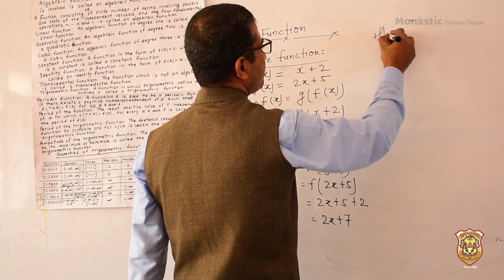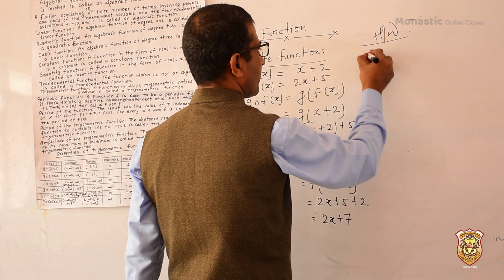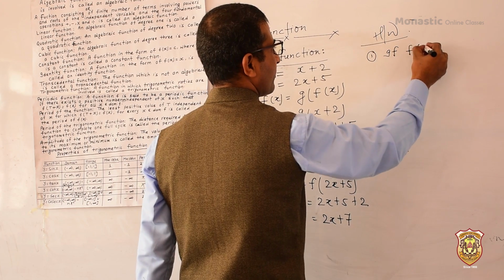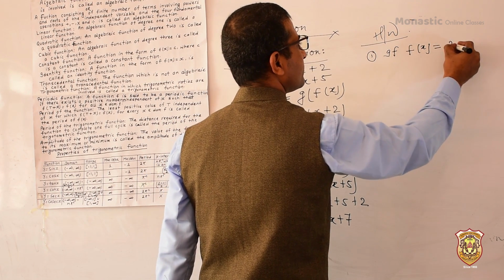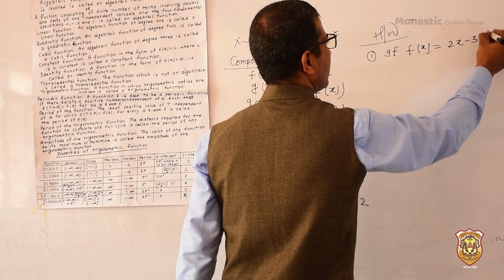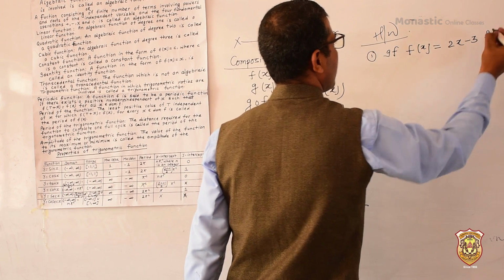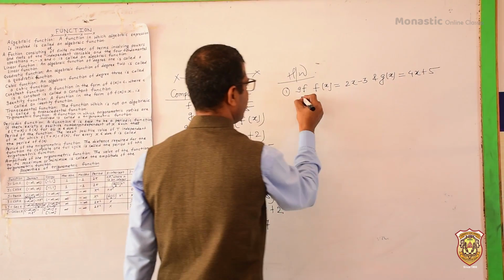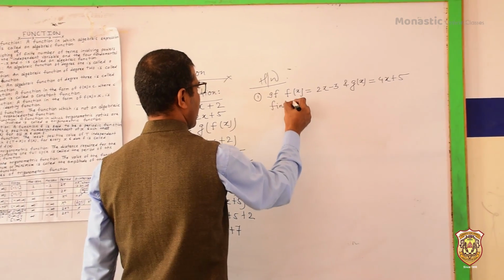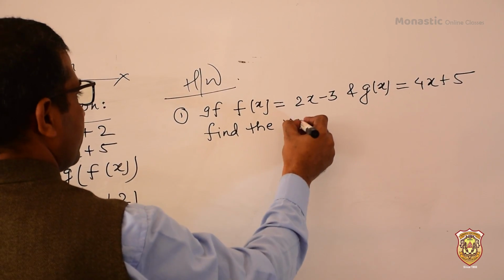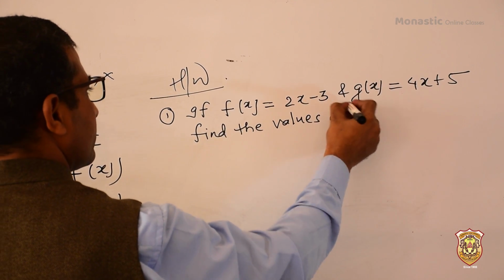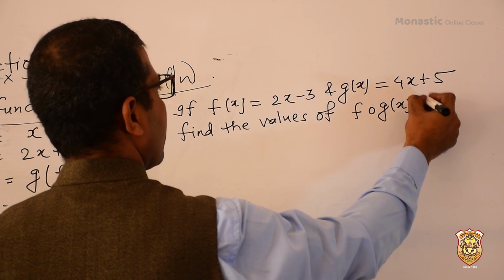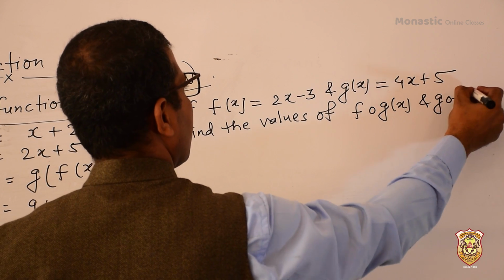Now for you: if f of x equal 2x minus 3 and g of x equal 4x plus 5, find the values of f circle g of x and g circle f of x.